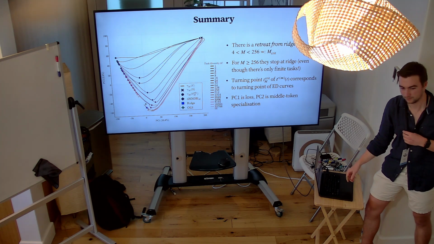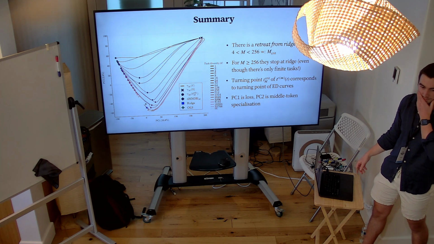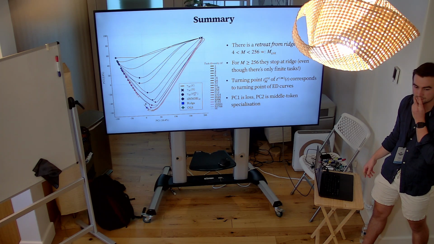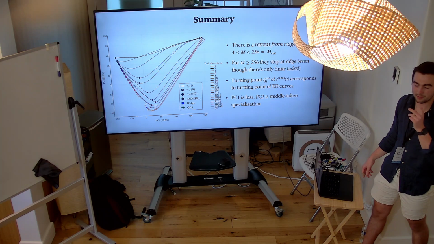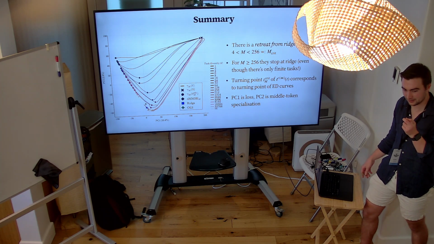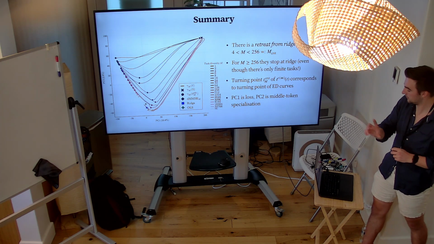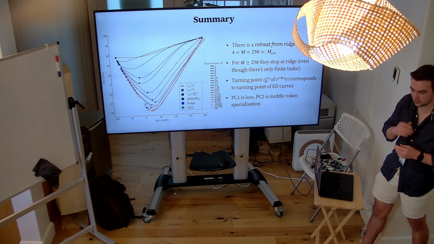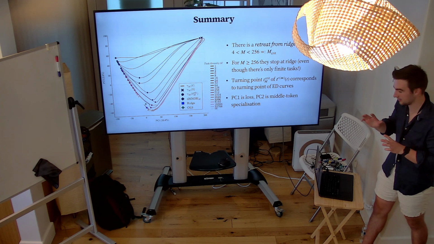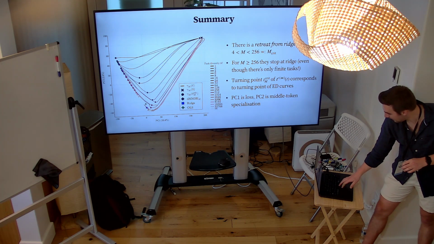How does T critical relate to when you start to see a repeat of tasks? I might think about that and come back later. I might just hold off on questions for a bit just so I can get through the SLT stuff in the last 5 minutes or so, and then happy to answer.